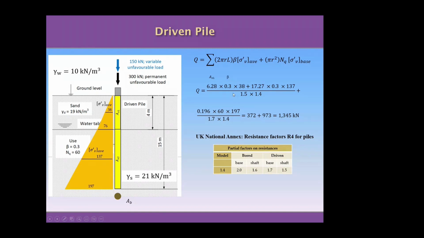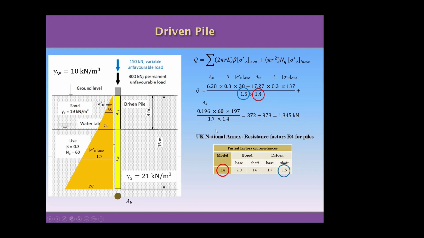0.3 is beta, and 38 is the average effective stress in the first layer. You can see here 38 kilonewton per square meter. The second term for the first part of the formula will be the area of the shaft in the second layer, beta again, and in this case, we need to use the average effective stress in the middle of the second layer, 137. This factor 1.5 in here is a reduction of the capacity because this is a driven pile and we are reducing the shaft capacity because of the friction. This other factor 1.4 in here is because we have to reduce the capacity because we are using an approximation, a model. So we are always reducing, dividing by 1.4.